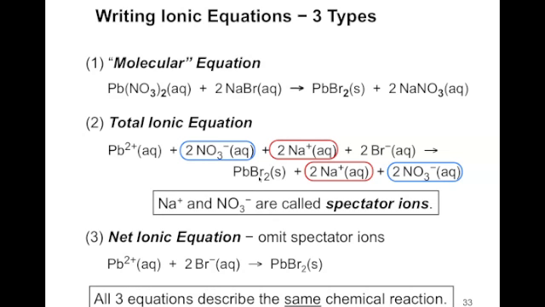Having done that, we're able to identify what the spectator ions are, and when we omit them or filter them out, we end up with what's called the net ionic equation. So the general procedure then for writing a net ionic equation is to first write a molecular equation, ask the question what's actually in solution, you write a total ionic equation, identify your spectator ions, then you can write your net ionic equation.